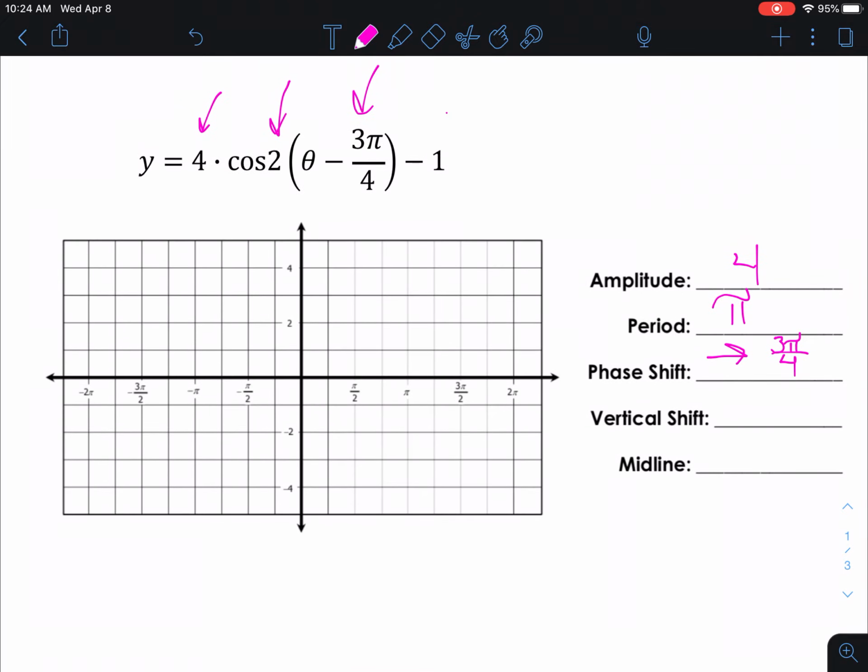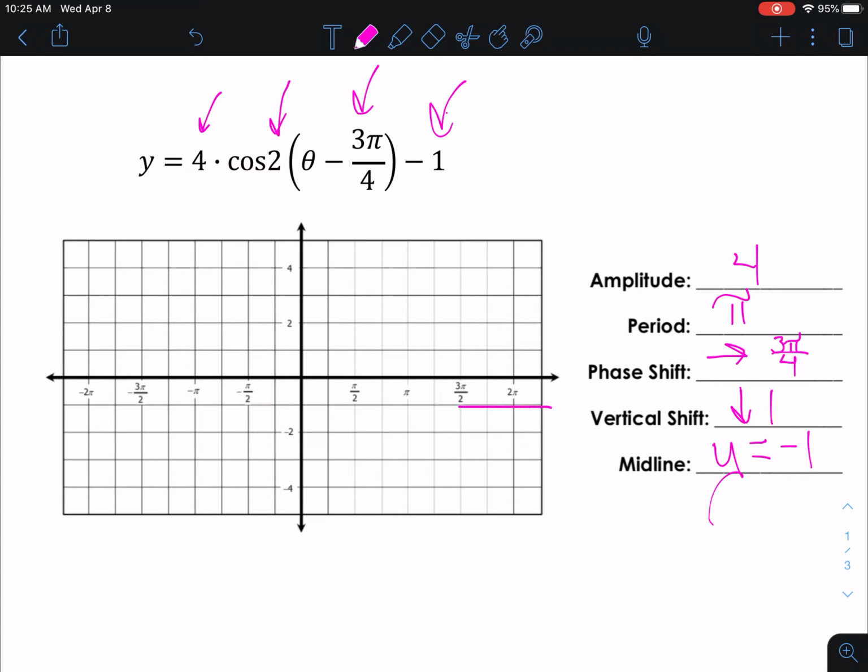Okay, so our vertical shift, that's our k value, and this is going to move it down, since it's negative 1, down 1, which would make our midline y equals negative 1. Now that you have all of that information, if the midline has been changed, I like to write my new midline on here first. So I'm actually going to graph y equals negative 1.